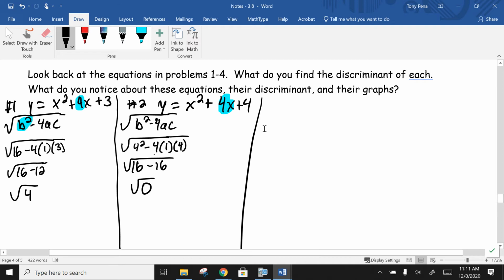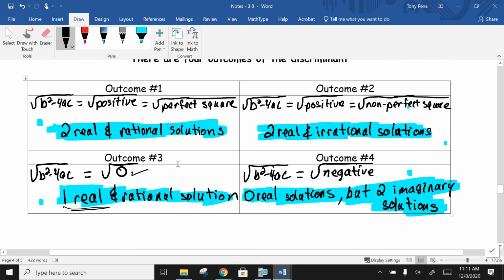The graph confirmed this for us, but it's the same thing that we would have just filled out with our table. If we get a 0 underneath the radical, we would only end up with one real rational solution. And that's what we found yesterday when we did number 2. All right.